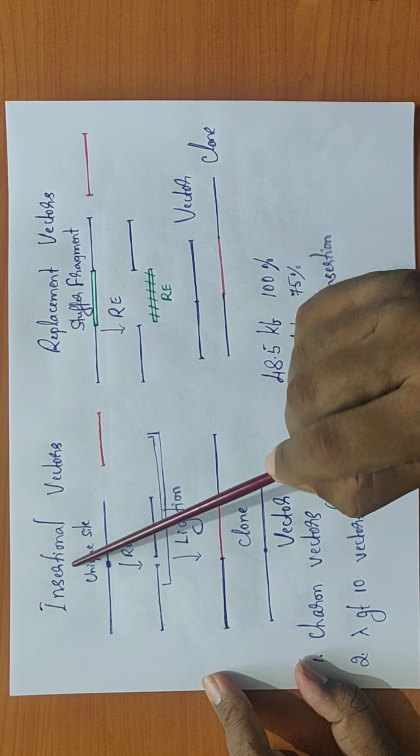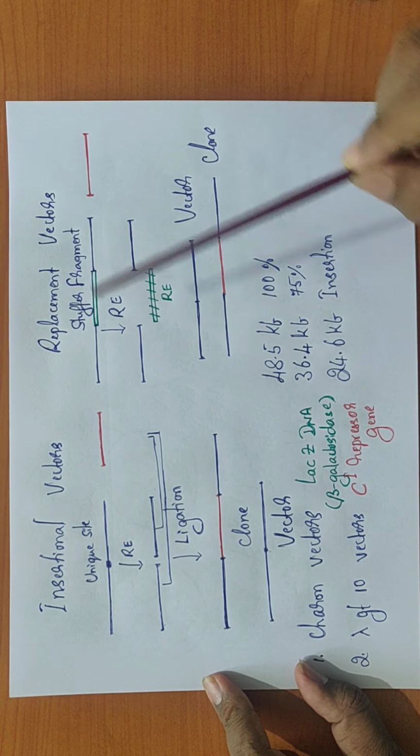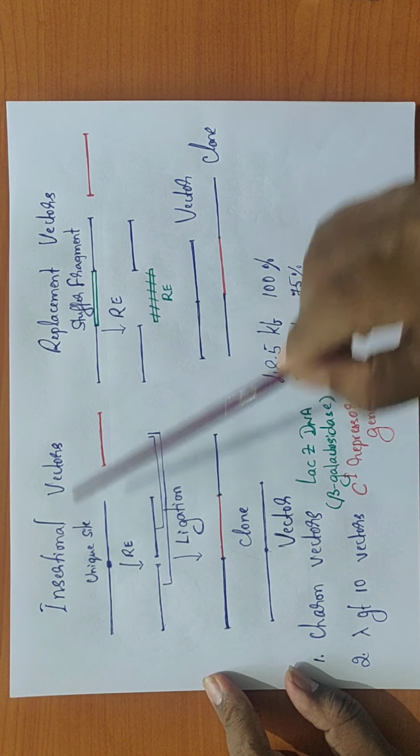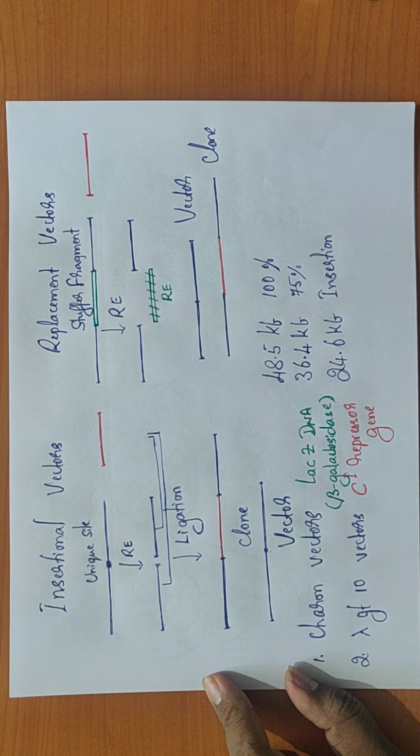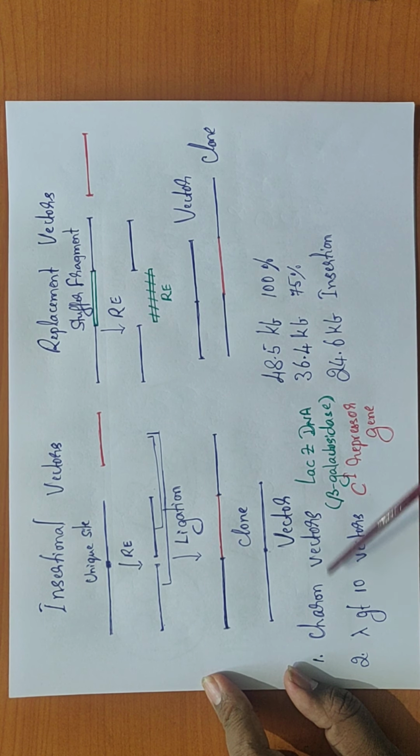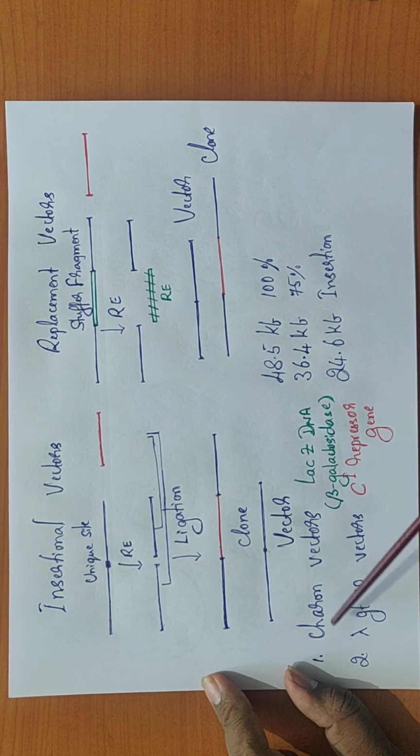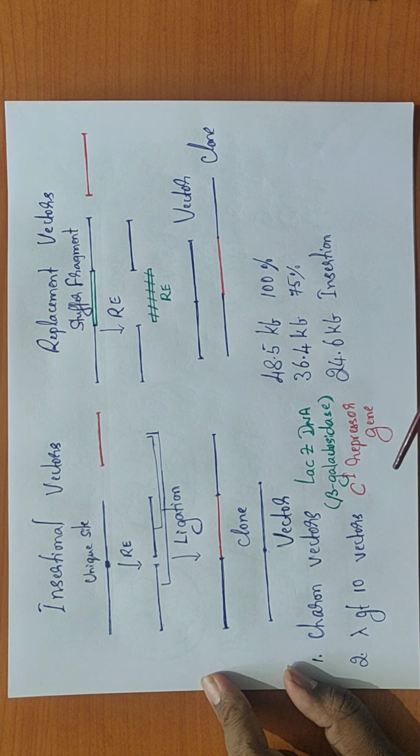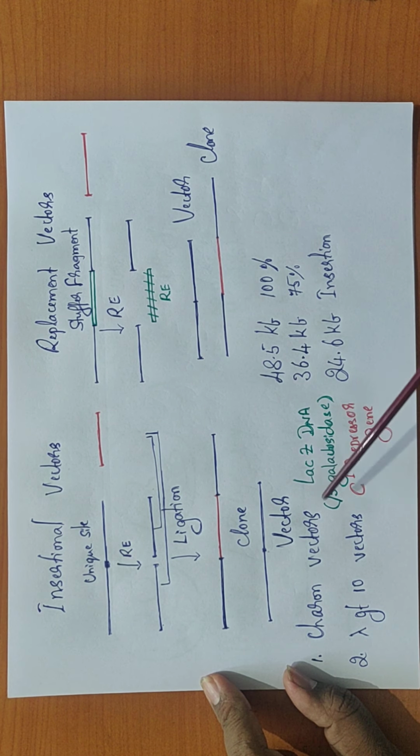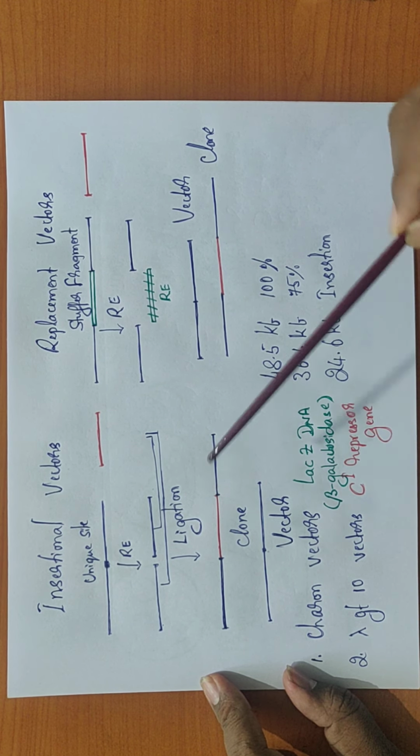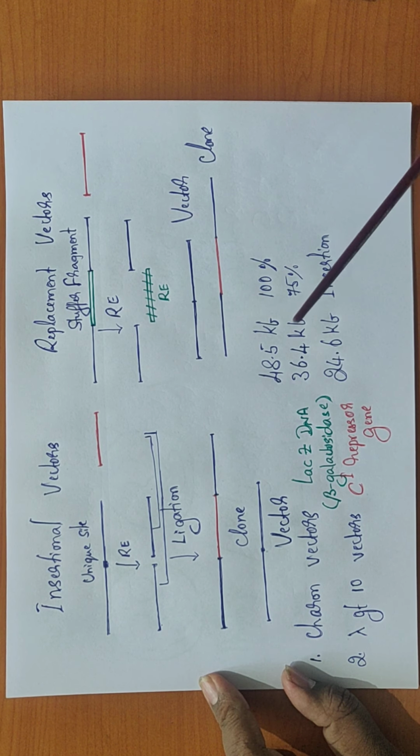So now we have the insertional vectors, now we have the replacement vectors. Using this mechanism, we have mainly two types of phage vectors. The first one is called the Charon vectors. In the case of Charon vectors, they use the help of lacZ DNA, which codes for beta-galactosidase. The presence of lacZ DNA offers a clonal selection based on the chromogenic method.